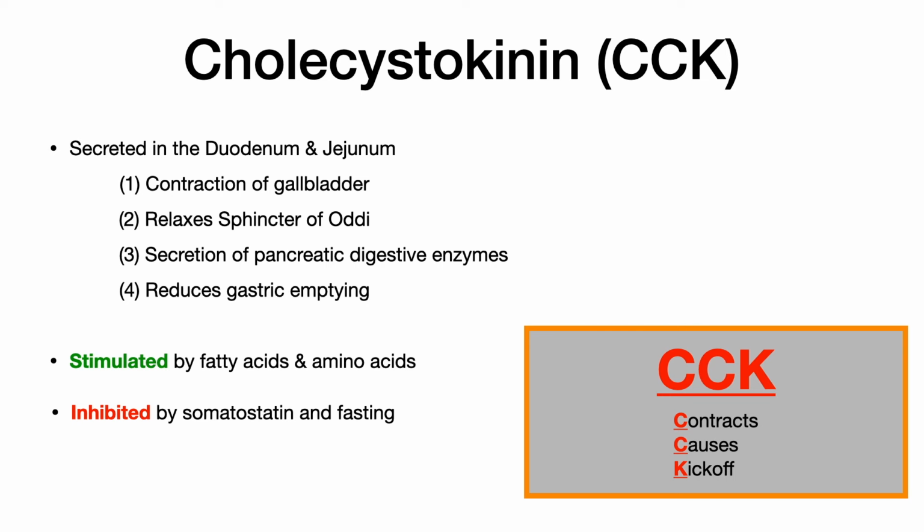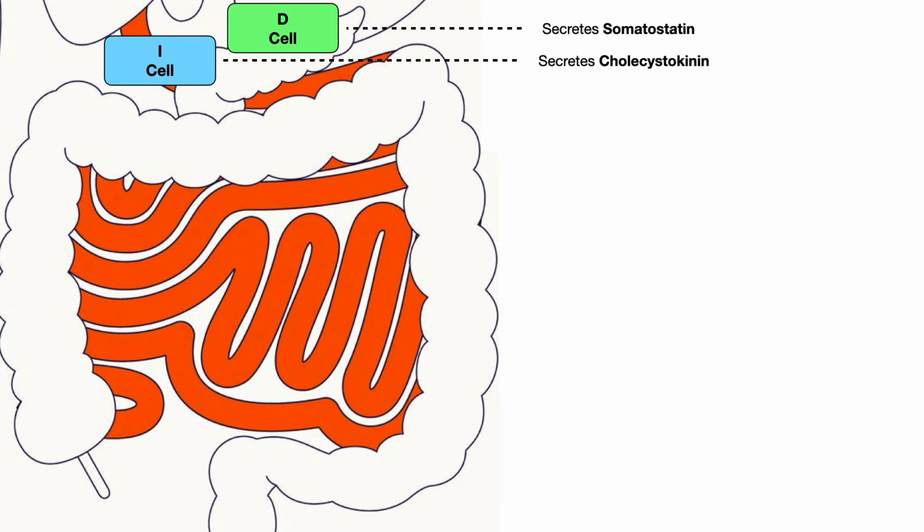Additionally, CCK is going to reduce gastric emptying, which we would want to do if we're ready to transition from that mechanical digestion that occurs in the stomach to the breakdown and absorption which occurs in the small intestine. And this makes sense if you look at what inhibits CCK. CCK is inhibited by somatostatin, which again, big theme, it inhibits everything, and also fasting. Again, we're transitioning from mechanical breakdown of the stomach to breakdown and absorption in the small intestine. So we contract and cause kickoff. That's CCK.